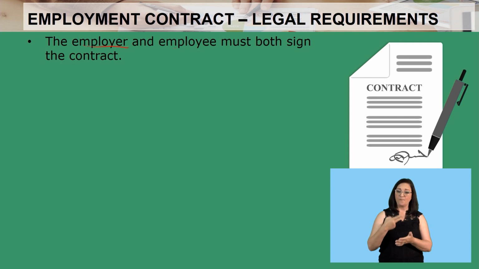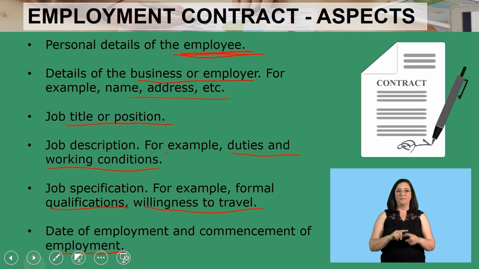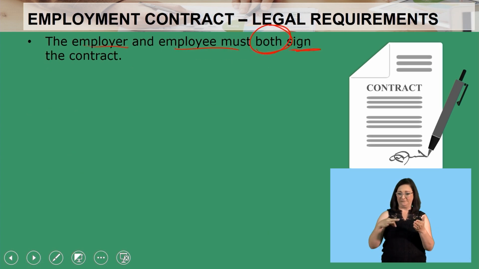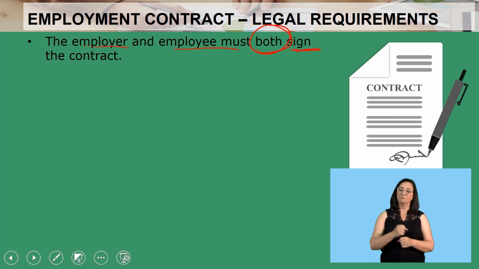The employer and employee must both sign. It's very important. So if there are no signatures there, then it's not legally binding. It's not legal. So hence they're saying the legal requirements of the employer. So we've got all the aspects that are included, but if the signatures are not there, then it's not legal. So these are the legal requirements, what makes a contract to be legal.